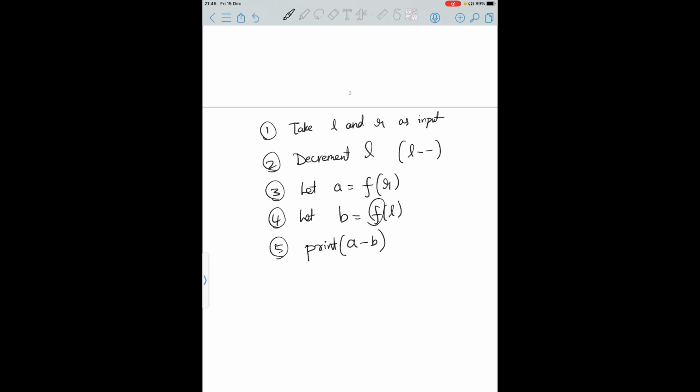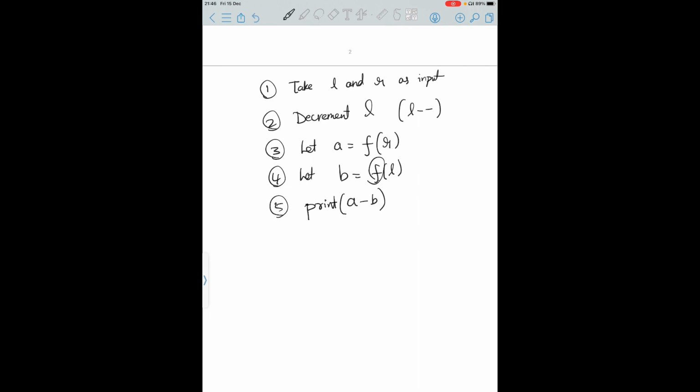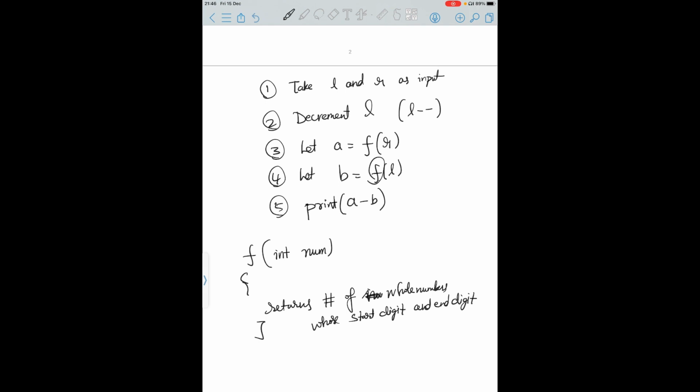Let's see how we can make this function for a given number. What this function does is it takes the number as input and returns the number of whole numbers whose start digit and end digit are the same and are less than this number. Let's see how we can do this.